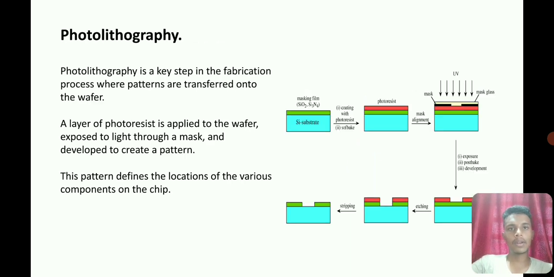and photolithography is a key step in the fabrication process where patterns are transferred onto the wafer. A layer of photoresist is applied to the wafer, exposed to light through a mask and developed to create a pattern. This pattern defines the location of the various components on the wafer.